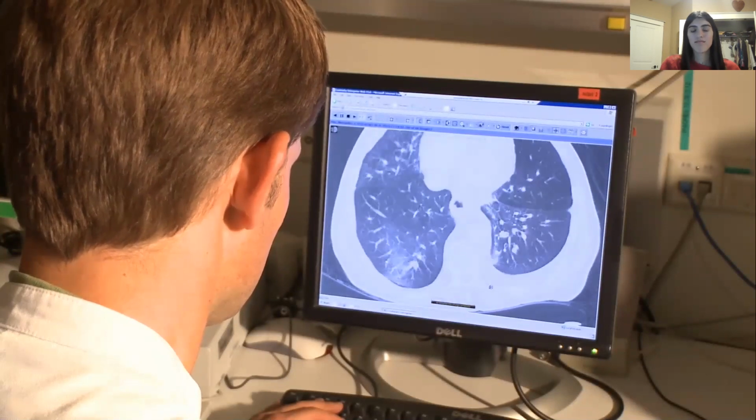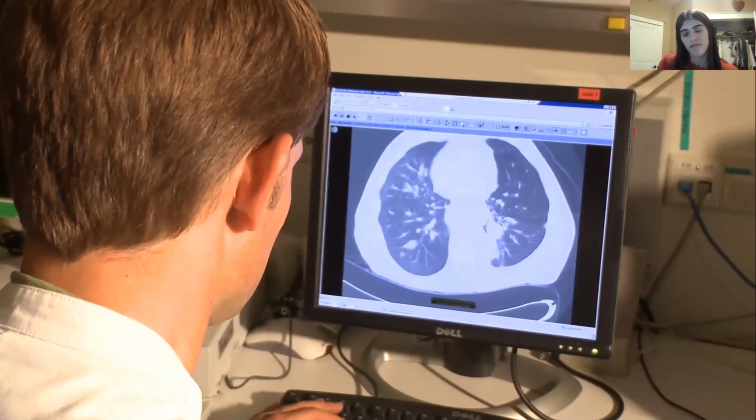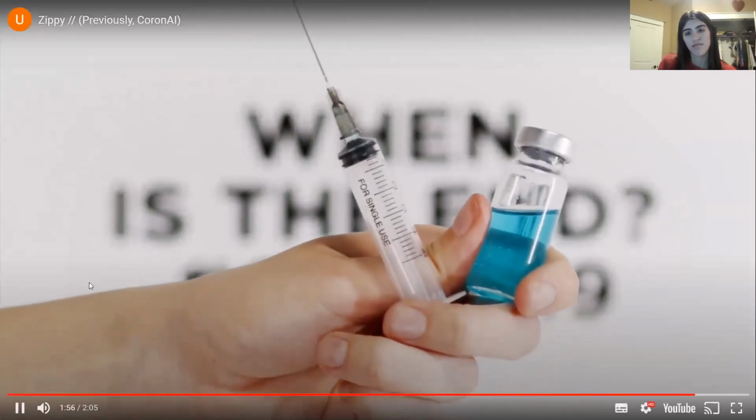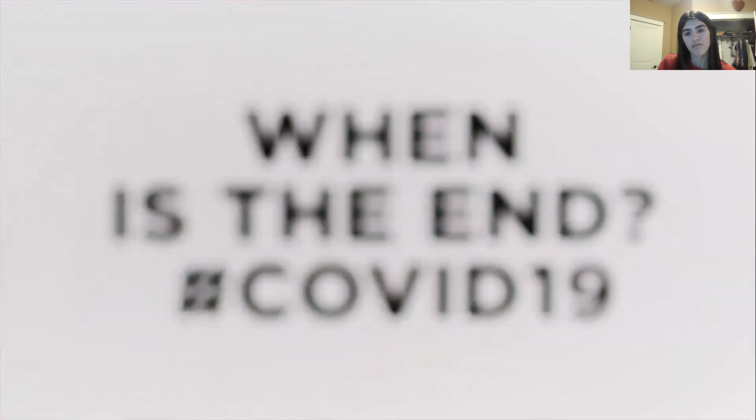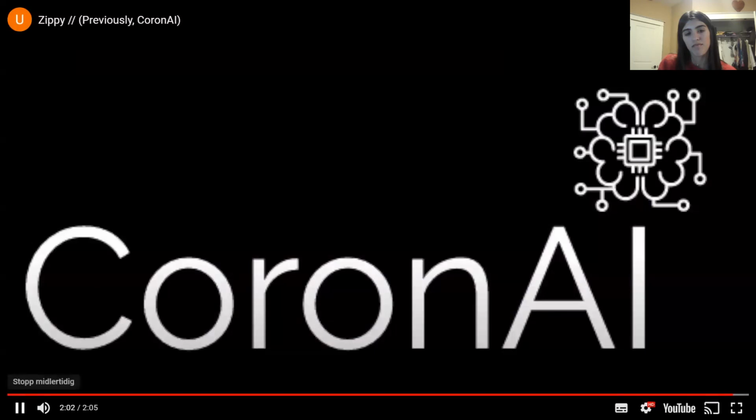Doctors no longer need to bring patients out of their wards and take them to do a CT scan, and now they too can practice social distancing. It's time to use technology to help the doctors and nurses who are working so hard to help us. It's time for Corona AI.